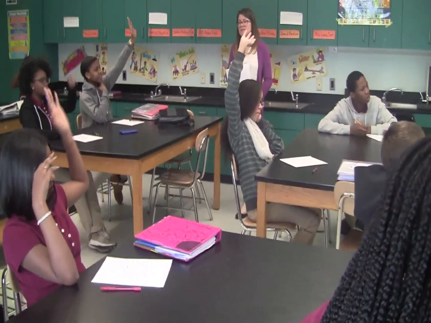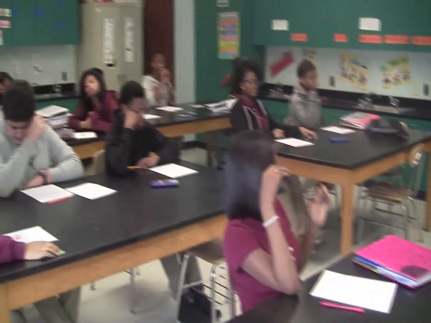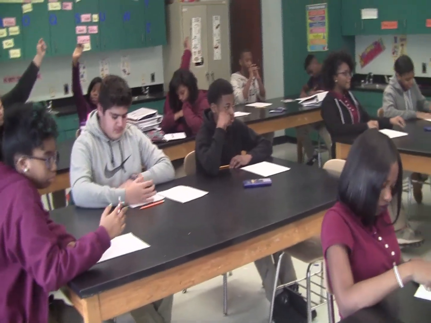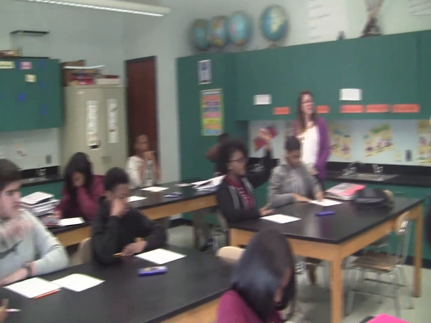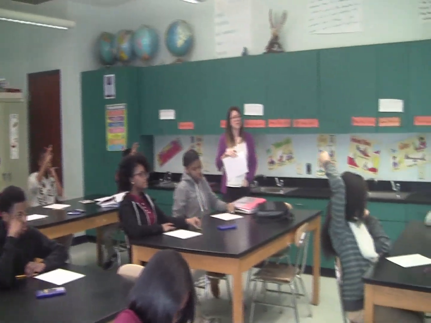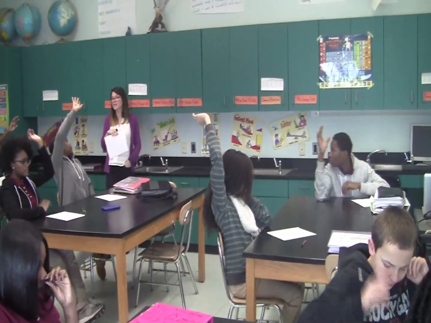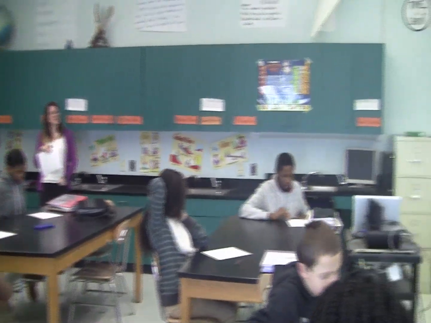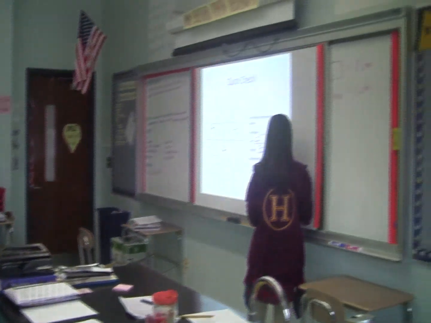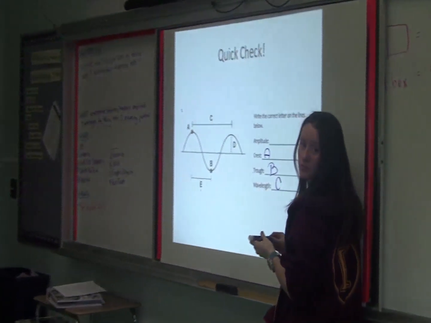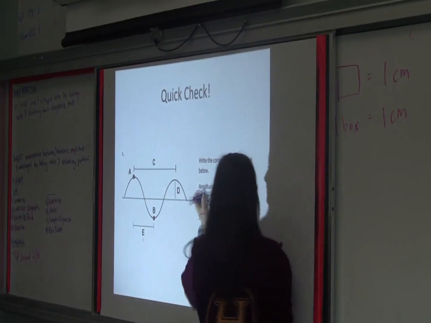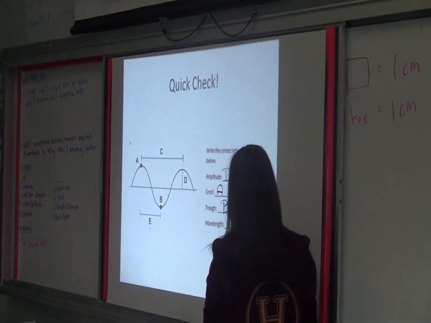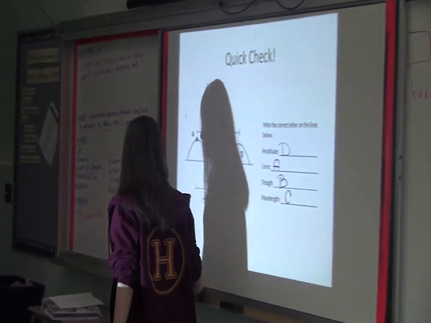Who can tell me crest? Naima. A is correct. Can you write A for crest? Who can tell me trough? Julia G. B is correct. And who can tell me wavelength? Andrew. C. C is correct. And Anu, did you figure out your mistake? Yes. What is it? D. D is correct. So you should have D, A, B, C. Huh? E was to throw you off.